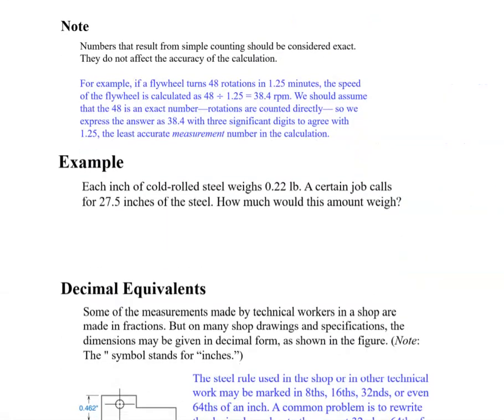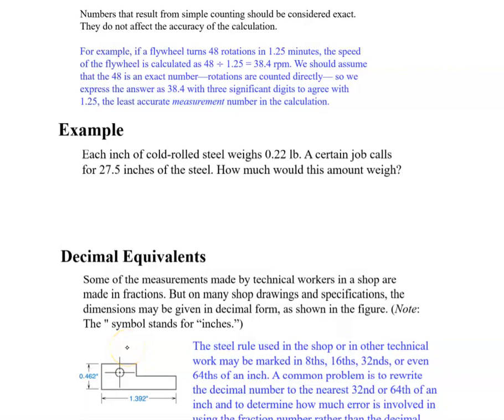Numbers that result from simple counting should be considered exact. They do not affect the accuracy of the calculation. For example, if a flywheel turns 48 rotations in 1.25 minutes, the speed of the flywheel is calculated 48 divided by 1.25, which is 38.4. We should assume that the 48 is an exact number. Rotations are counted directly, so we express the answer as 38.4 with 3 significant digits to agree with the 1.25, the least accurate measurement in the calculation.